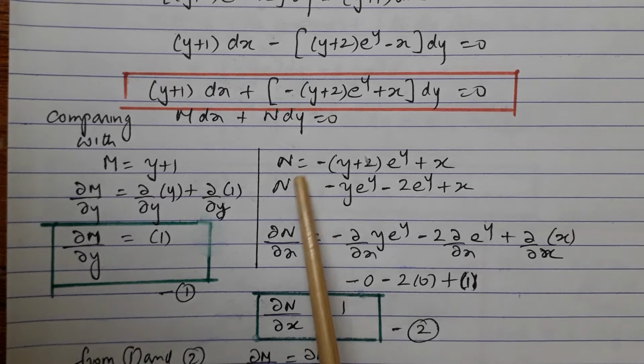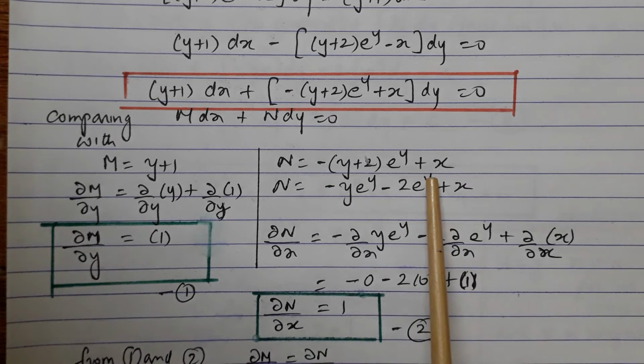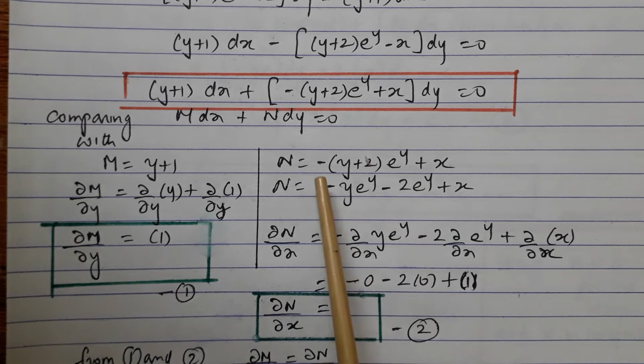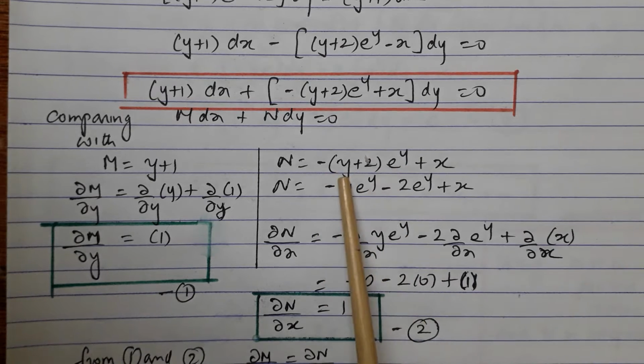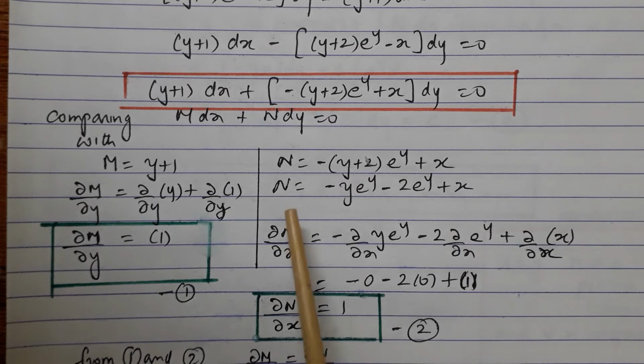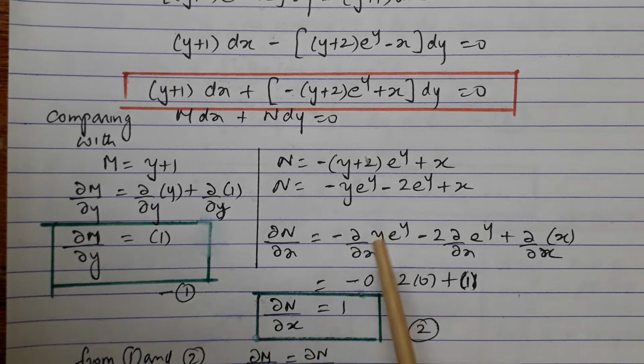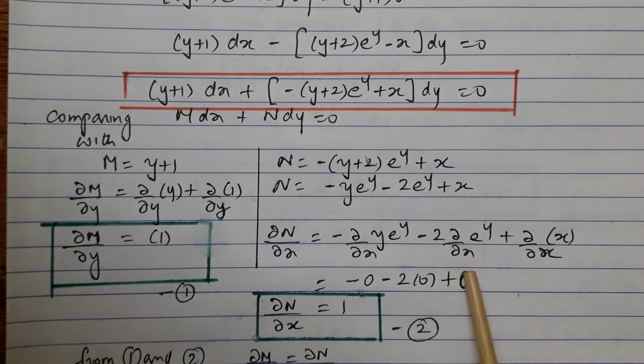Now N equals to minus (y plus 2) e raised to y plus x. So let us open up this bracket so we can differentiate it very easily. So this would be minus e raised to y into y, that would be minus y e raised to y, minus 2 e raised to y plus x, that is equal to N. And now let us partially differentiate N with respect to x. So del N by del x is minus del by del x of y into e raised to y, minus 2 del by del x of e raised to y, plus del by del x of x.